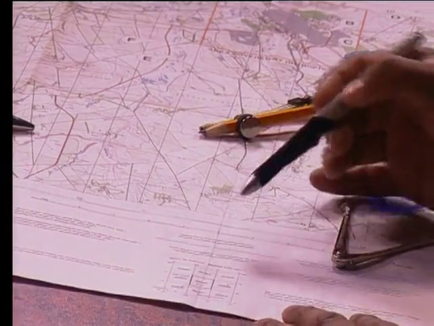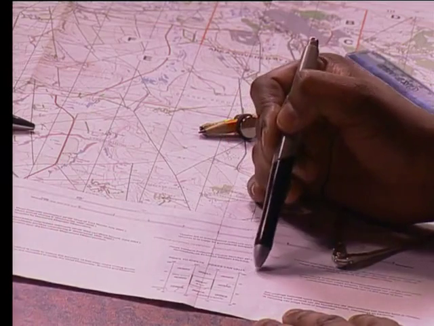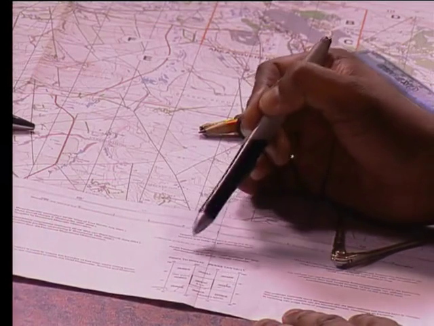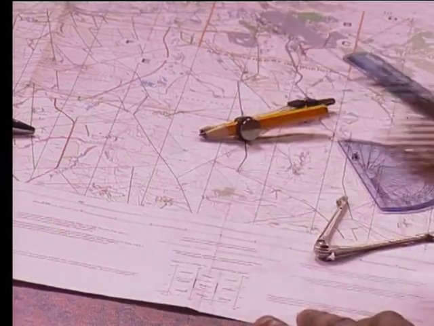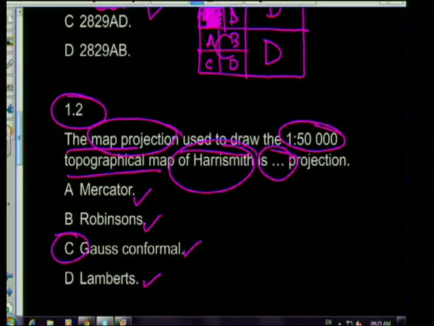If we focus on the topographical map, note the following. In the map, it refers specifically to Gauss conformal projection. So it's written on the map. To get the marks for this type of question, all you'll have to do is look at the map, determine the projection, and you should know that a topographical map is a Gauss conformal projection. So my answer for 1.2 is C. Well done, guys. Can you see that already you should be able to answer and get the full 2 marks allocated to the 2 questions? Let's move on to 1.3.